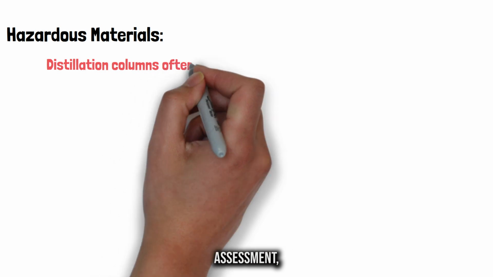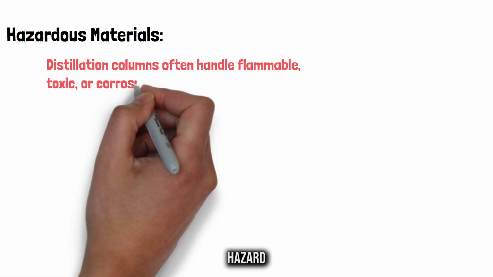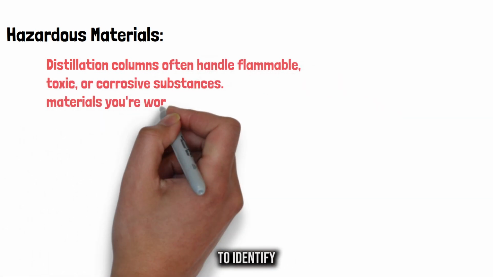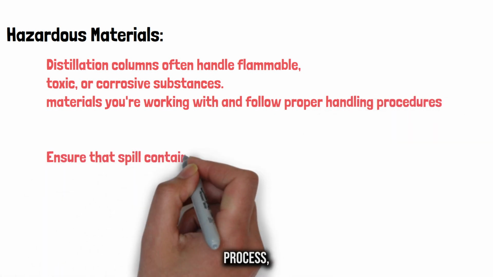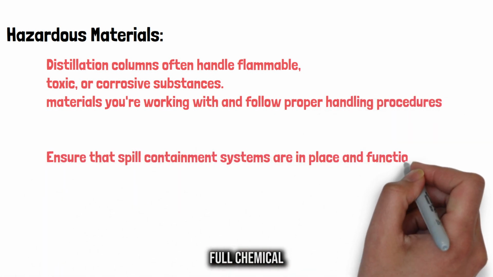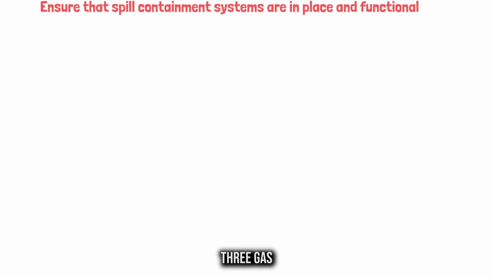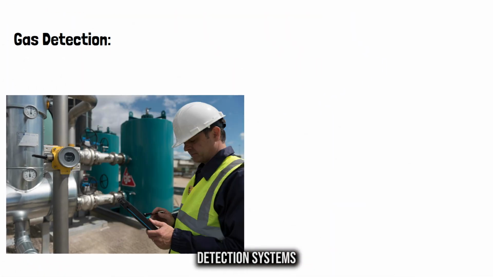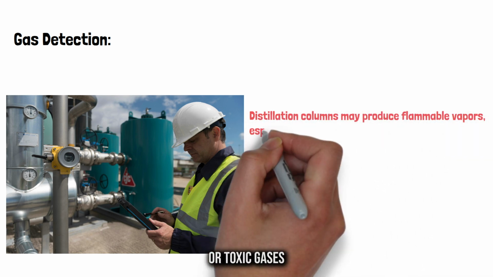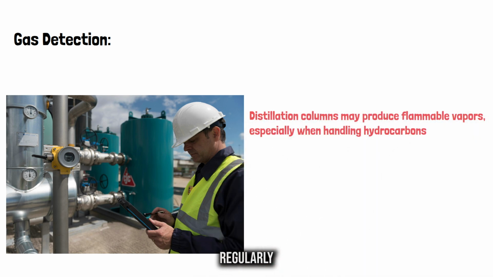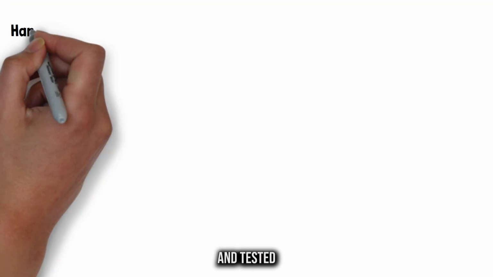2. Hazard identification and risk assessment. Regularly conduct hazard identification studies to identify potential risks associated with the distillation process, like material fall, chemical spillage. 3. Gas detection systems. Install gas detection systems to monitor for the presence of flammable or toxic gases and ensure they are regularly calibrated and tested.